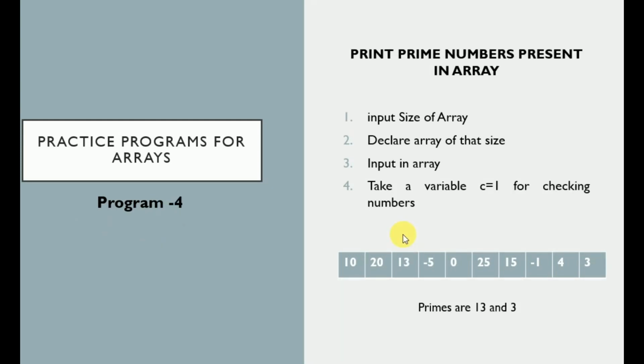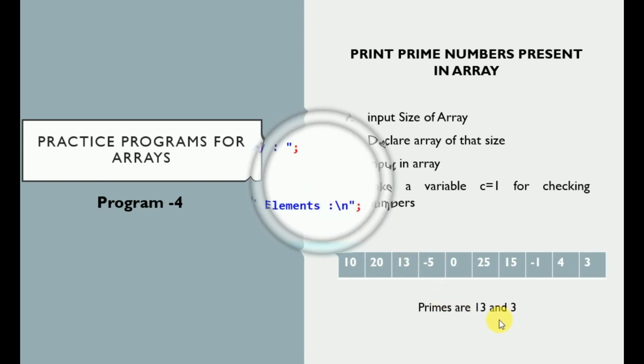Task number 4 is to find all prime numbers present in an array. For example, here is an array. In this array, the prime numbers present are 13 and 3. So we have to print all prime numbers in the array. The answer for this array is 13 and 3. So let's start coding.